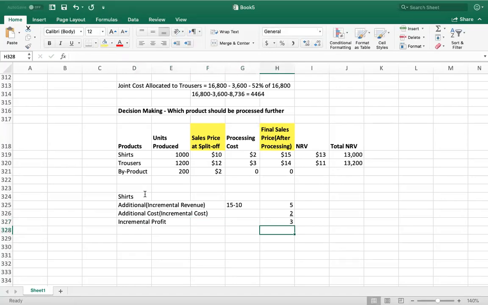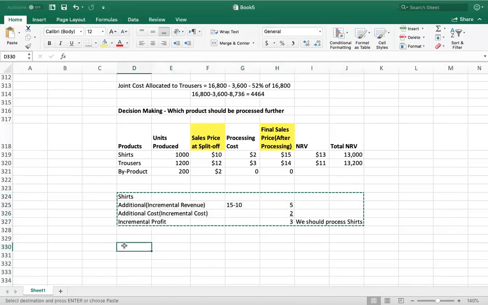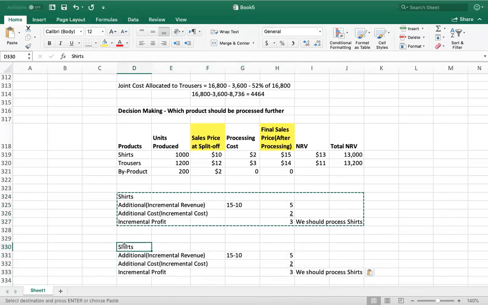So what do you think? Should we process or not? Yes, we should process. Okay, so we should process shirts. This is for shirts. In the same way you will see about the trousers. Second product. What is the second product? The second product is our trousers.